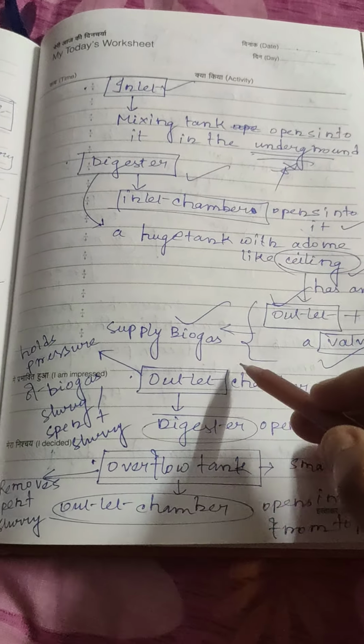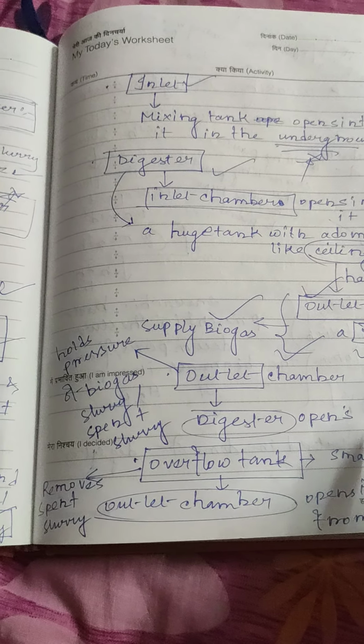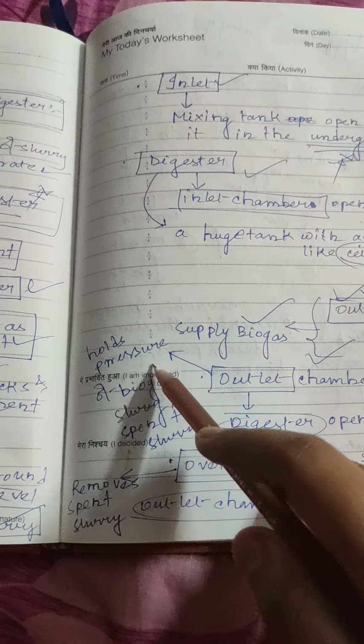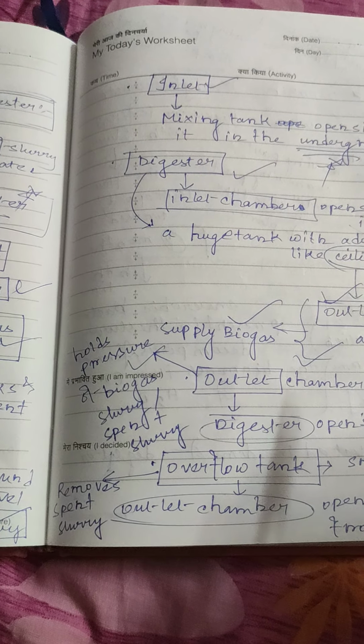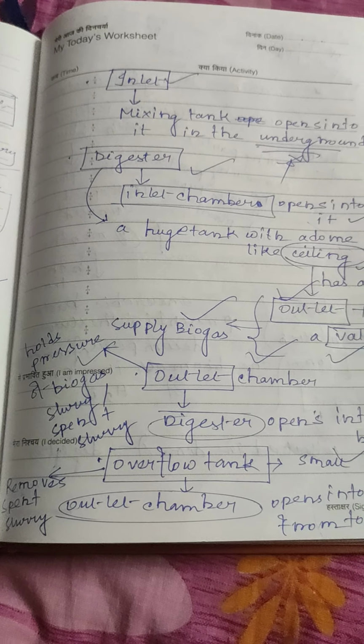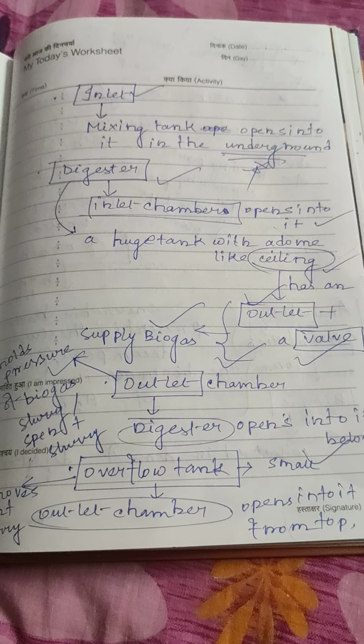The fourth component is the outlet chamber. The digester opens into it below. The outlet chamber holds the pressure of the spent slurry. The digester opens into the outlet chamber.